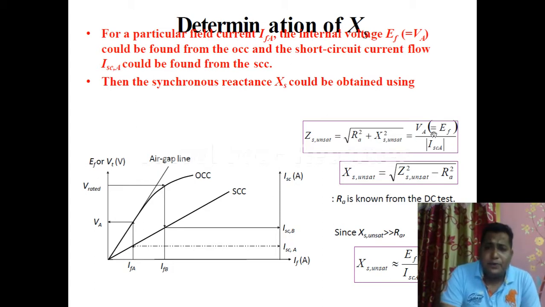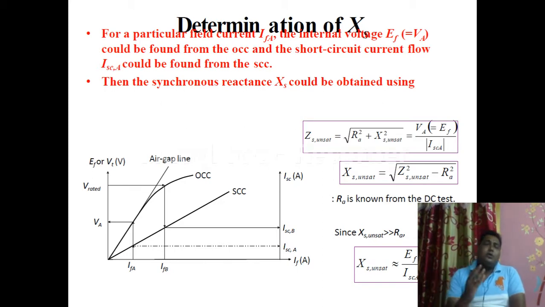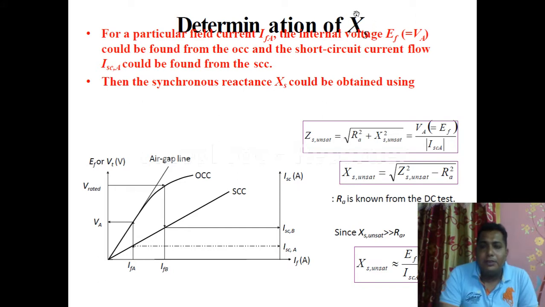Like this we can find the impedance, and from the DC resistance test we have found the resistance. So now we know Z and we know R. So we have to determine this. See, at the top of this particular slide, we have to find out the X.